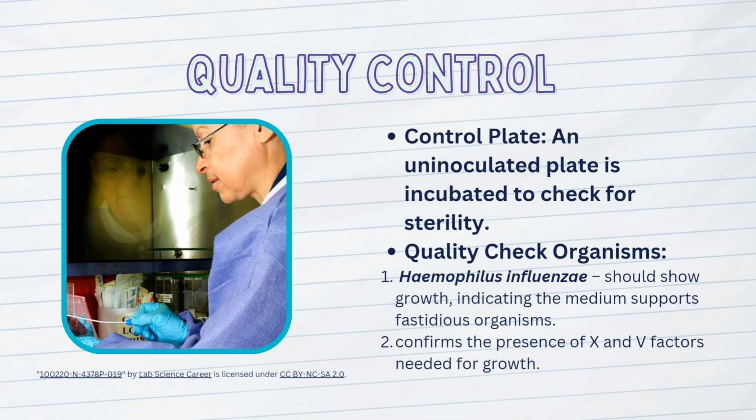Quality control. As per usual, you have your control plate, which is an uninoculated plate that is incubated to check for sterility. You want absolutely no growth on this plate. And then you also require a quality check organism. For this medium, Haemophilus influenzae is a great one because it will show growth. The growth will show that the medium supports fastidious organisms, and it will also confirm the presence of both X and V factors, as per the table that we saw at the beginning of this presentation.